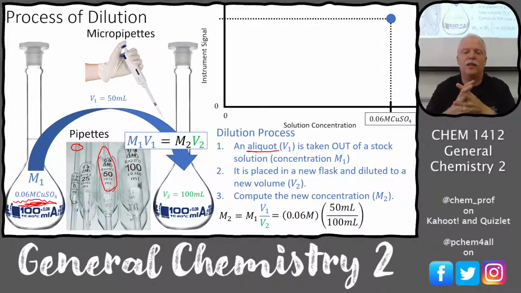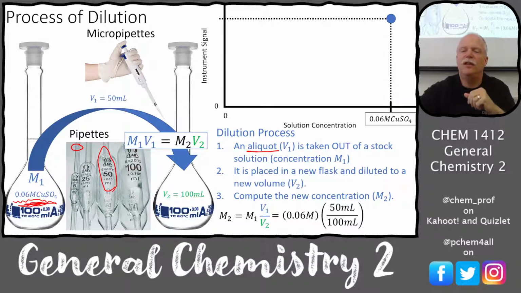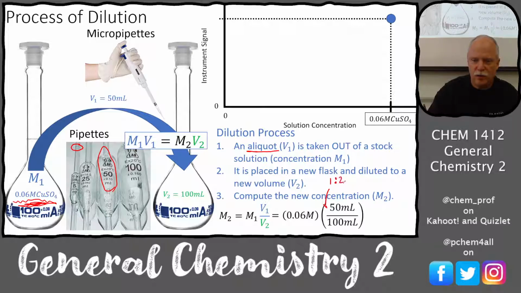So we have 0.06 molar solution, and we took out 50 mils and put it in 100 mils. And so you can see that fraction is smaller than 1, so we're diluting that molarity. So 50 mils is on top, 100 mils is on bottom. So 50 into 100, you see that's a 1-to-2 dilution. It should cut it in half. And so you can also use that language. This is a 1-to-2 dilution.